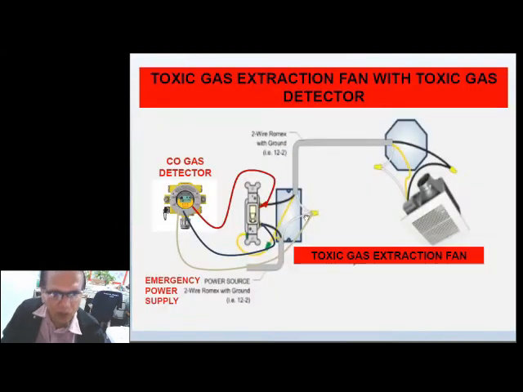And here is a way to install a detector, a gas detector, to your exhaust fan in your bathroom. No, if you happen to have a bathroom exhaust fan and you are living in a condominium unit, you can follow this simple diagram to install your extract.